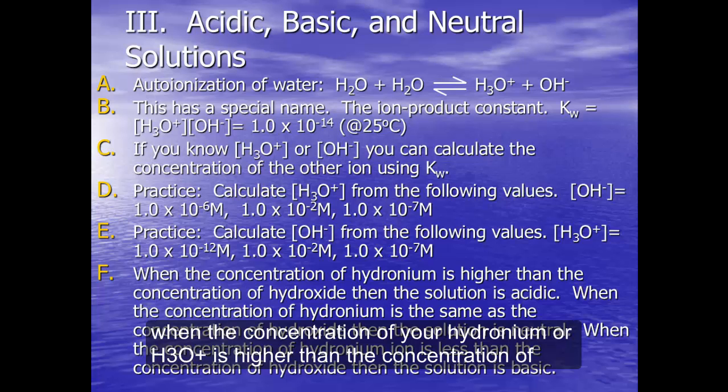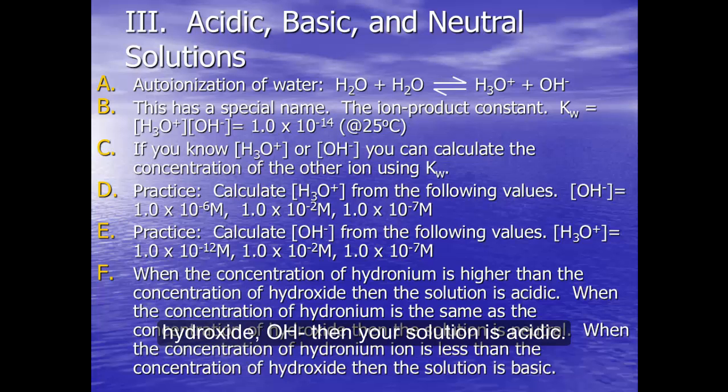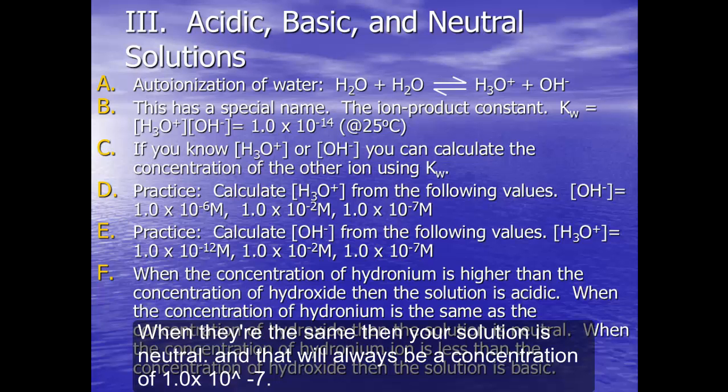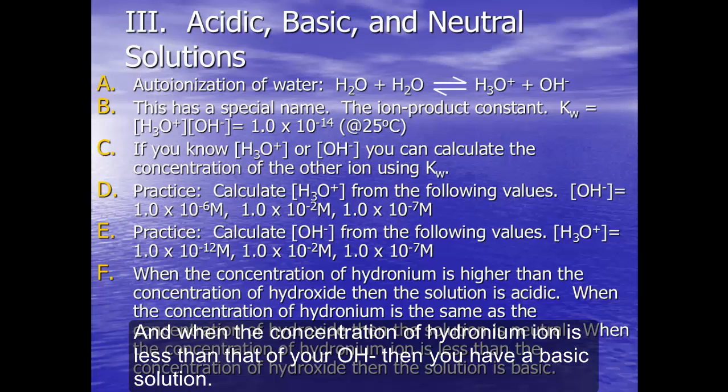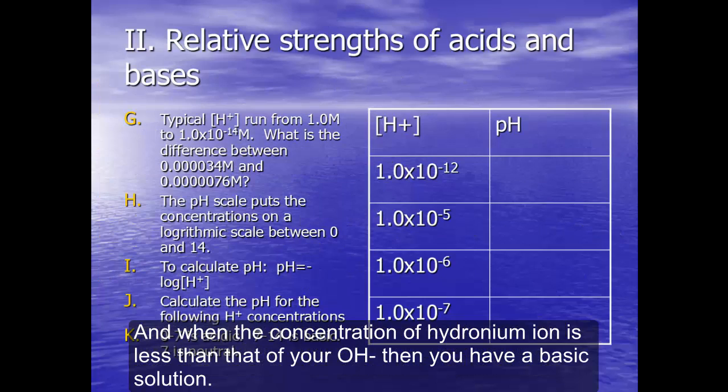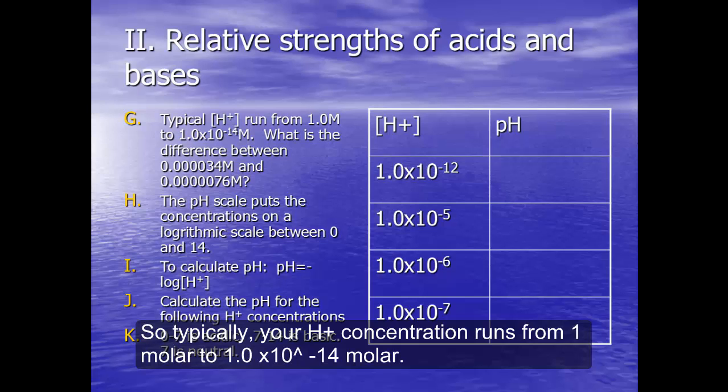When the concentration of your hydronium, or H3O+, is higher than the concentration of hydroxide, or OH-, then your solution is acidic. When they're the same, then your solution is neutral, and that will always be at a concentration of 1.0 times 10 to the negative 7th. When the concentration of hydronium ion is less than that of your OH-, then you have a basic solution. So typically, your H+ concentration runs from 1 molar to 1.0 times 10 to the negative 14th molar.